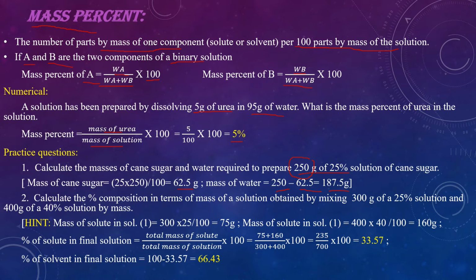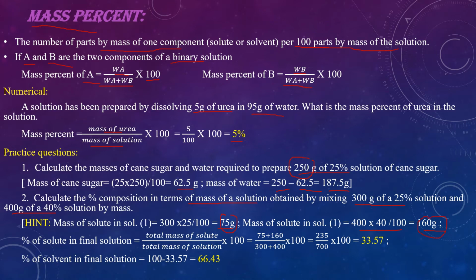Now the another practice question is calculate the percentage composition in terms of mass of a solution obtained by mixing 300 gram of a 25% solution and 400 gram of a 40% solution. Now we have two solutions. First is 300 gram of 25%. So first we find out 25% of 300, that is 75 gram. Now another is we have to find out 40% of 400, that is 400 into 40 upon 100, that is 160 gram. So solute is 75 plus 160.